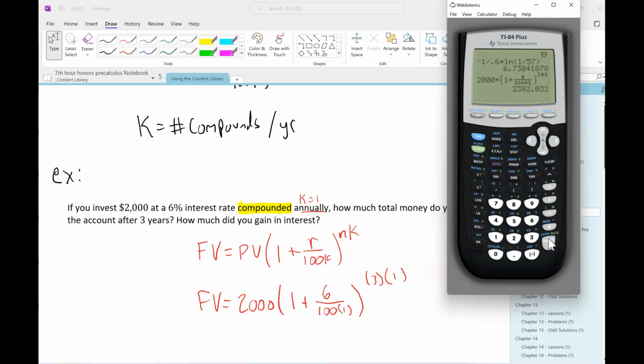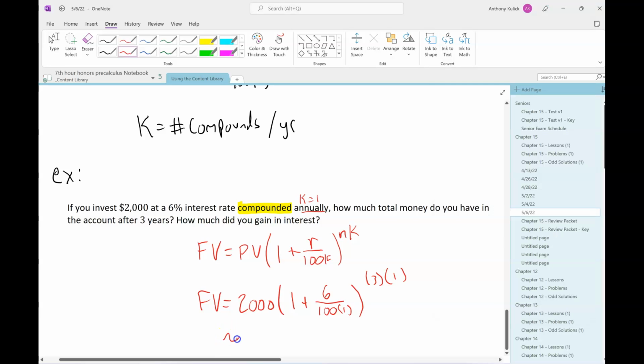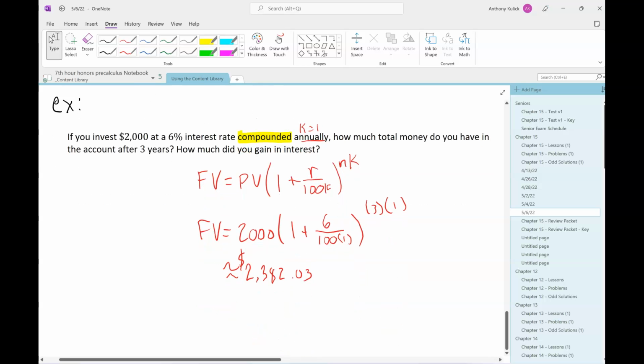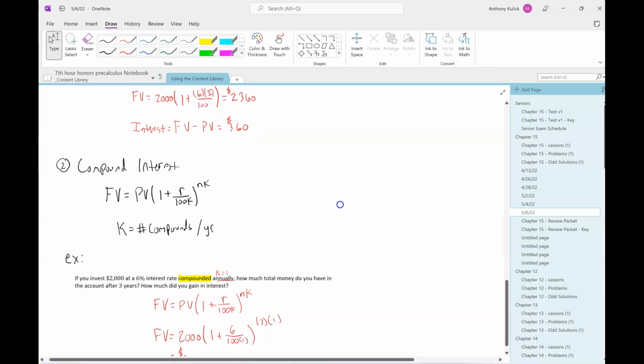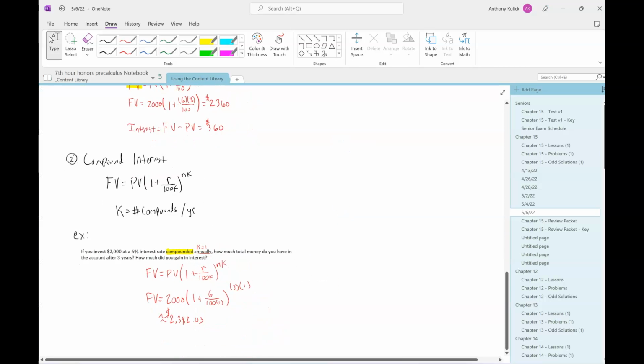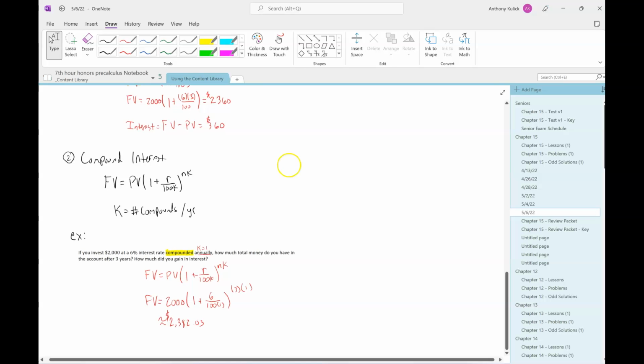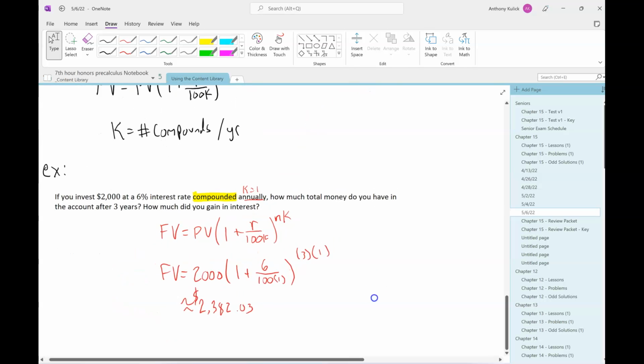So there we earn $2,382.03. So which one was better? The simple interest or the compound interest? Yeah, the compound interest was better. By how much? About 22 bucks. Not real impressive, right?